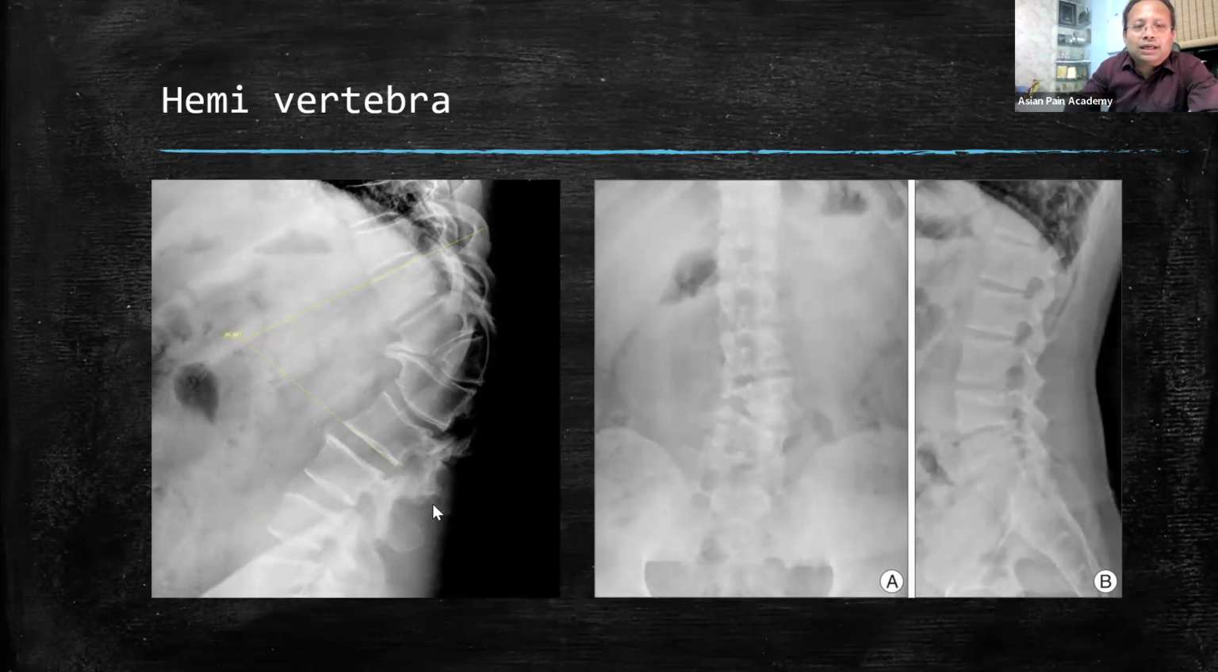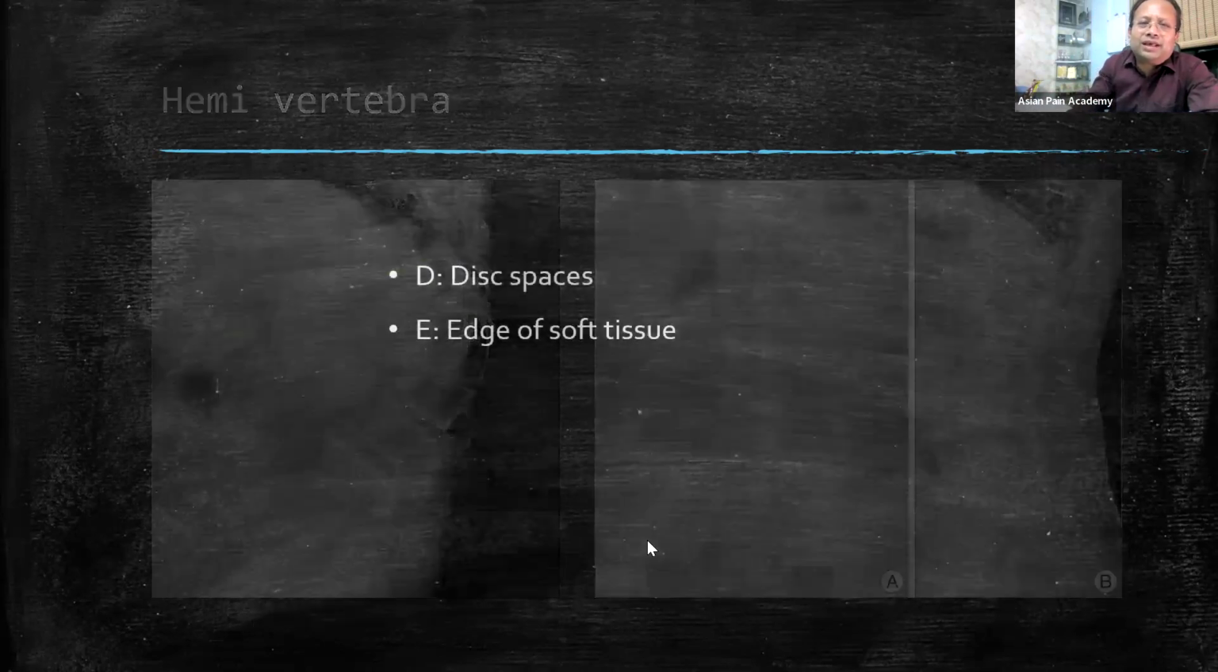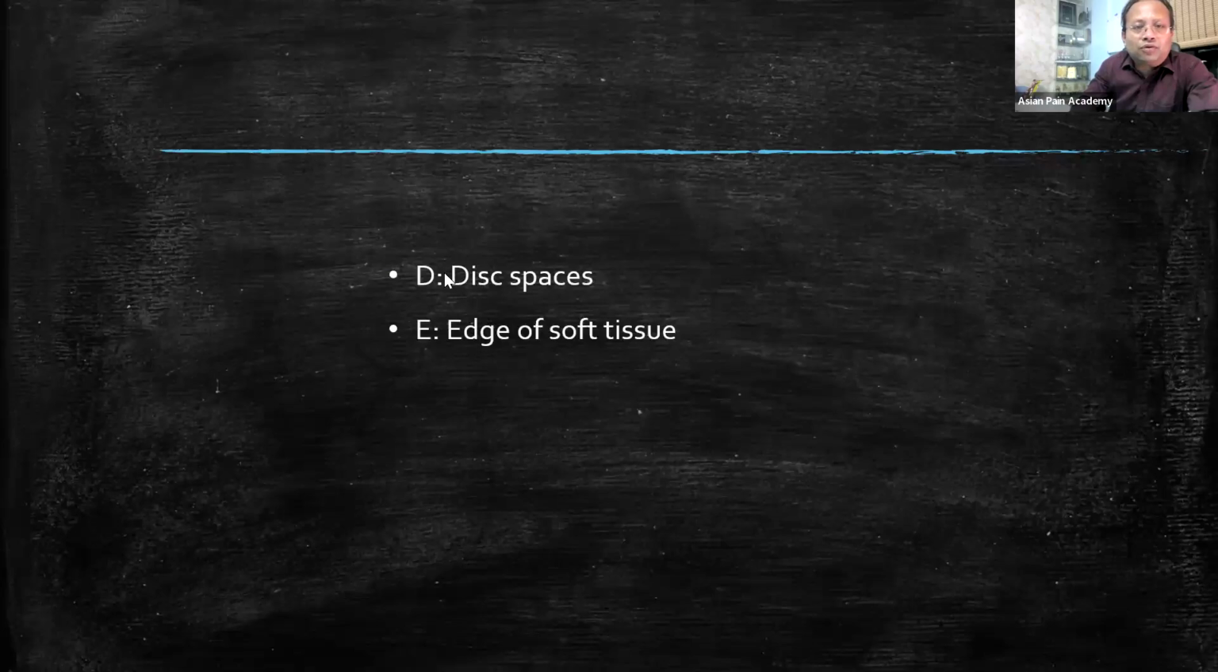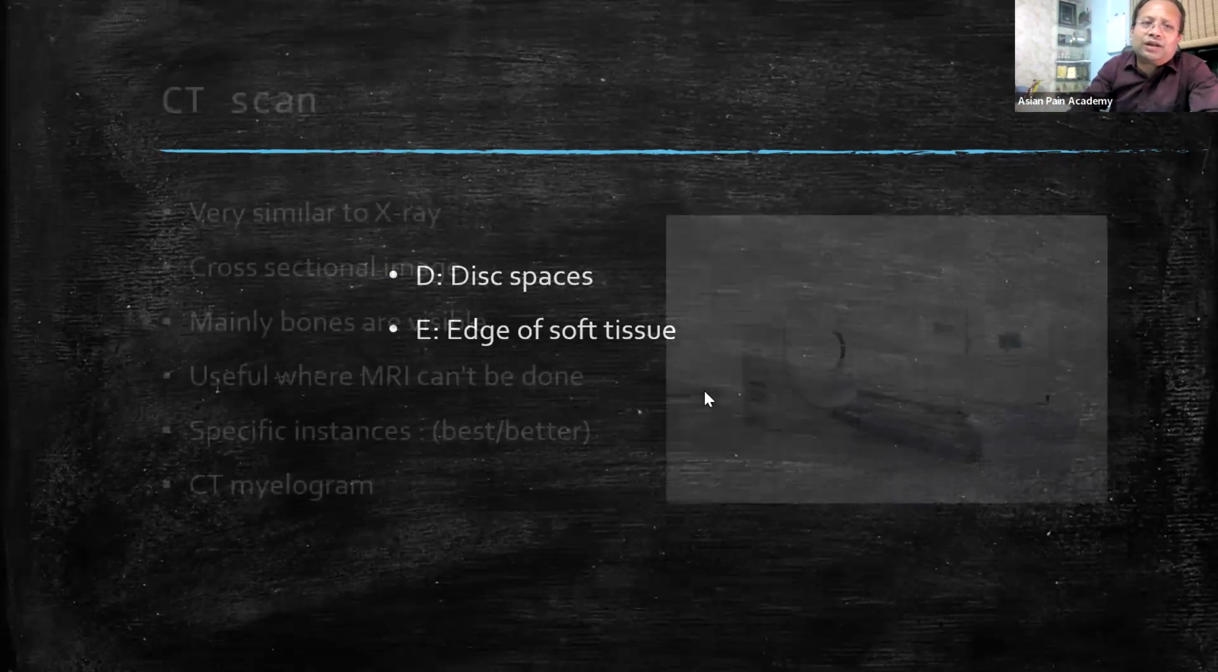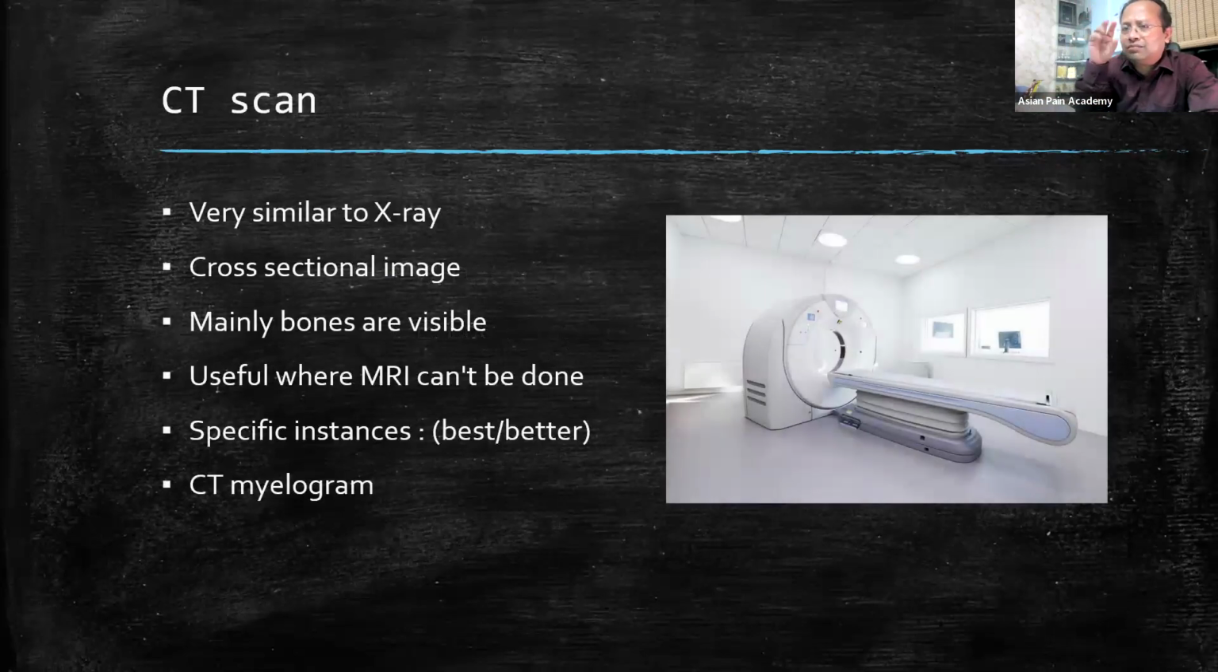Okay, so these are hemivertebrae and all. So these congenital variations also can be there. Now fourth and fifth in the ABCD approach are disc space and edge of soft tissue. So disc space, I already told you about the vacuum phenomenon, or a small disc space loss, meaning reduction of the space. That is the most usual finding in a case of degenerative spine.